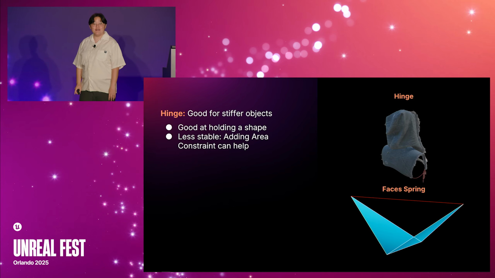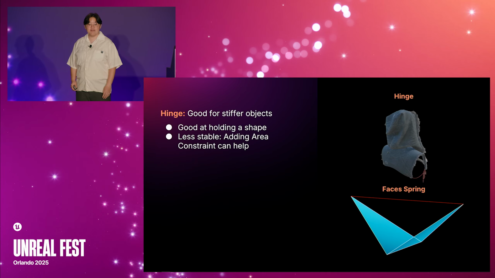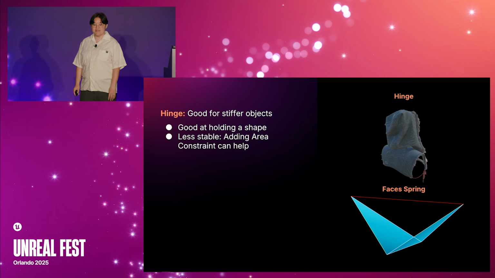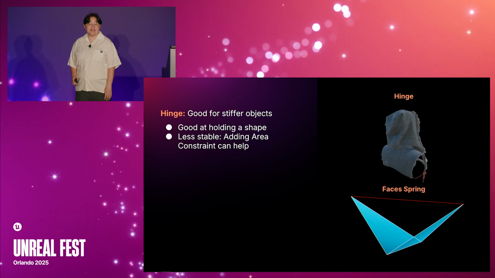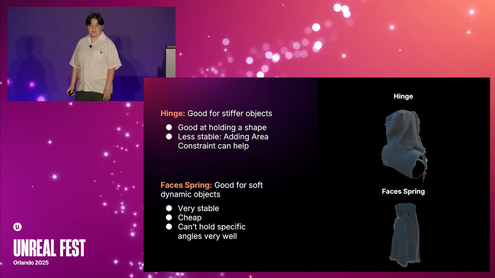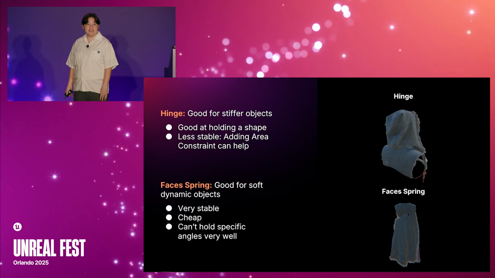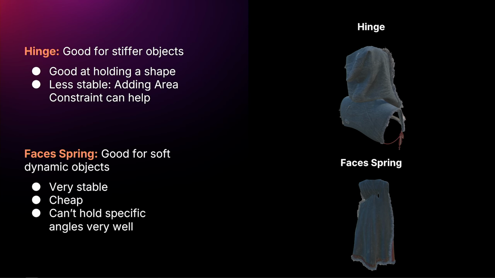Hinge constraints are good at holding a specific angle and work well for cloth that has a lot of structure. We use them on Sera's hood for this reason. One drawback of the hinge constraint is it can be less stable under a lot of stretching. And this is part of why we like to use it with the area constraint I mentioned before. The faces spring constraint is good for softer, more dynamic objects like the cloak. This constraint is very cheap and stable, but it can't hold specific angles as well.